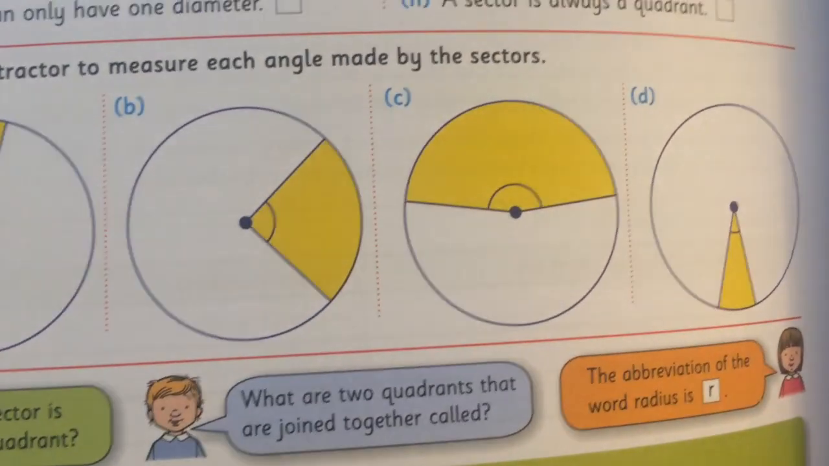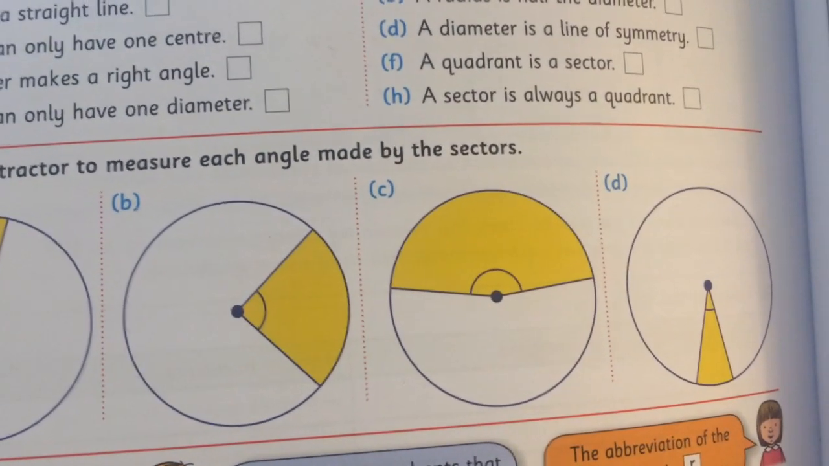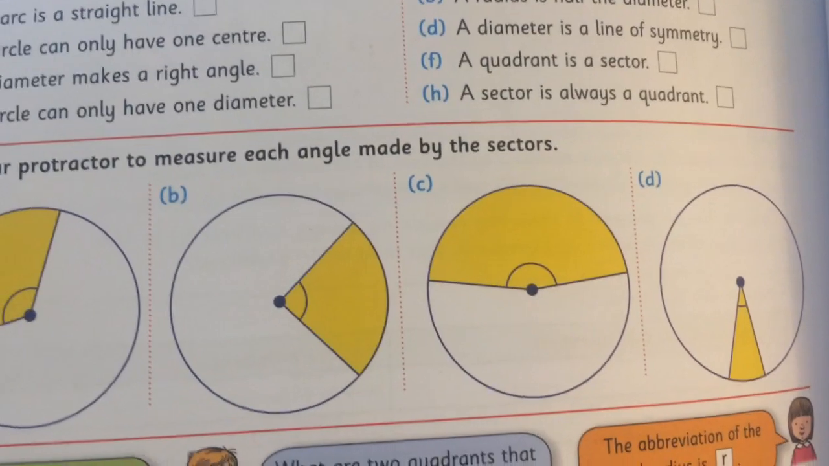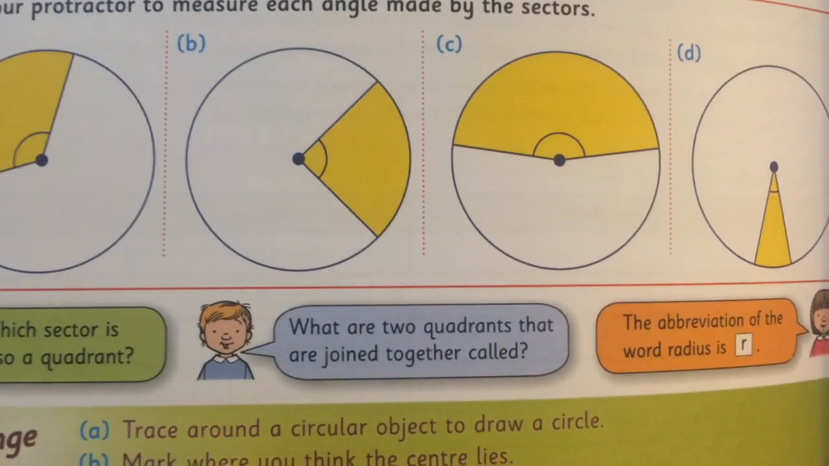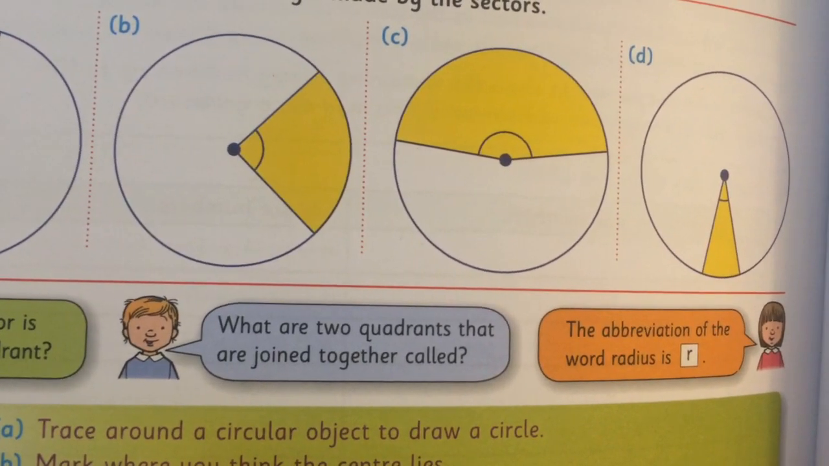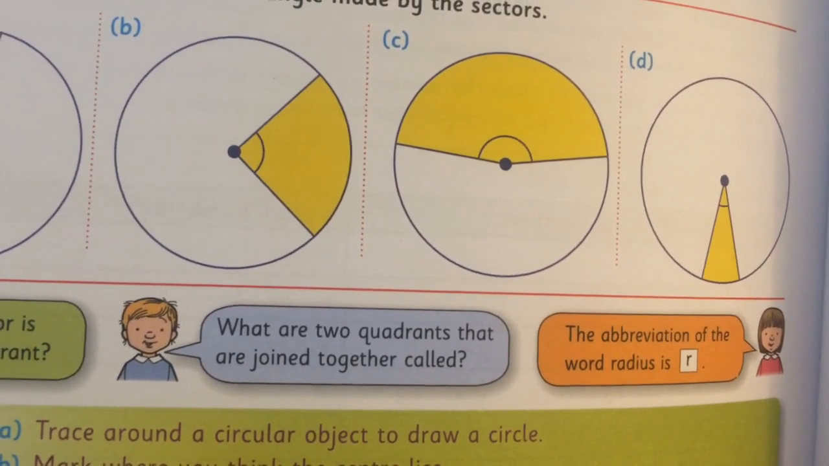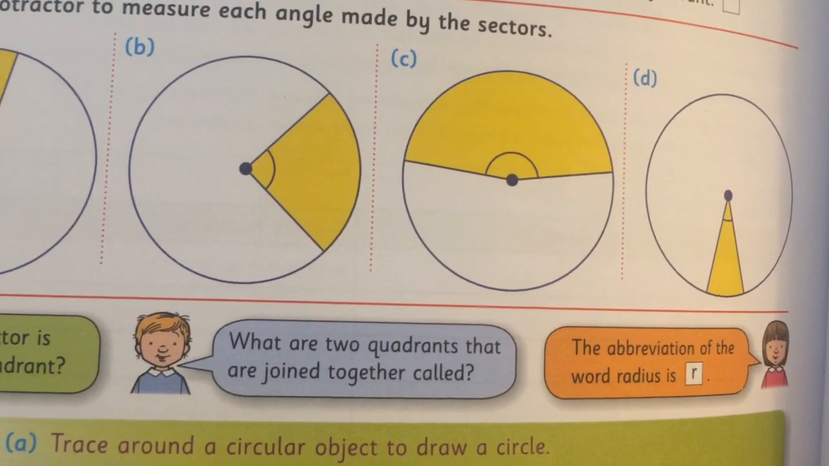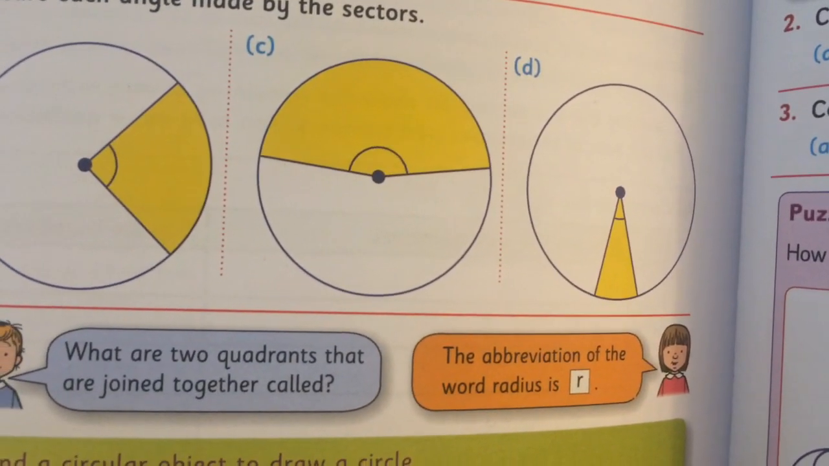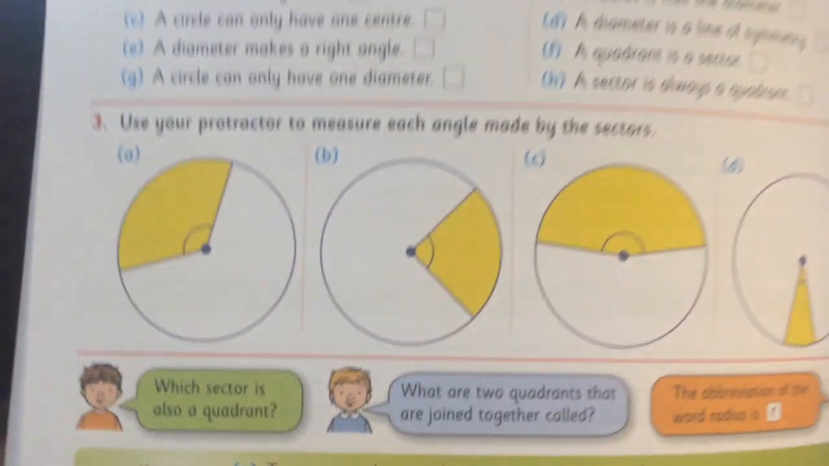What would the degrees of a quadrant be? If 360 makes the whole way around, a quadrant would be a 90-degree angle, okay? So what are two quadrants that are joined together called? Do you know what it is? It would be a straight angle, okay? And then the abbreviation of the word radius is R. Okay, you can do the challenge there as well if you'd like.